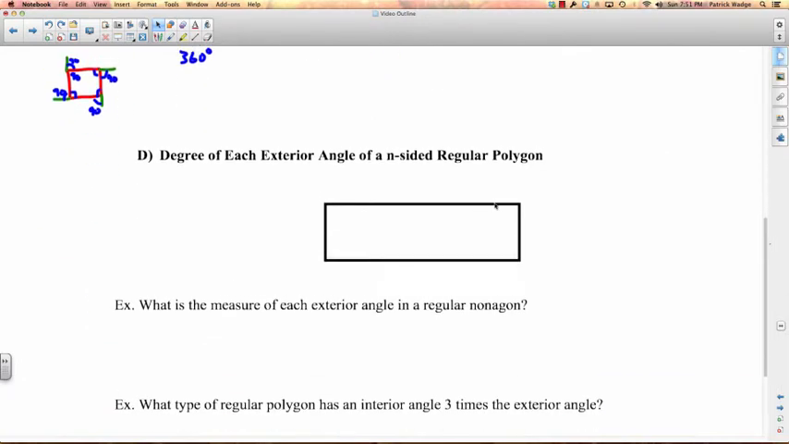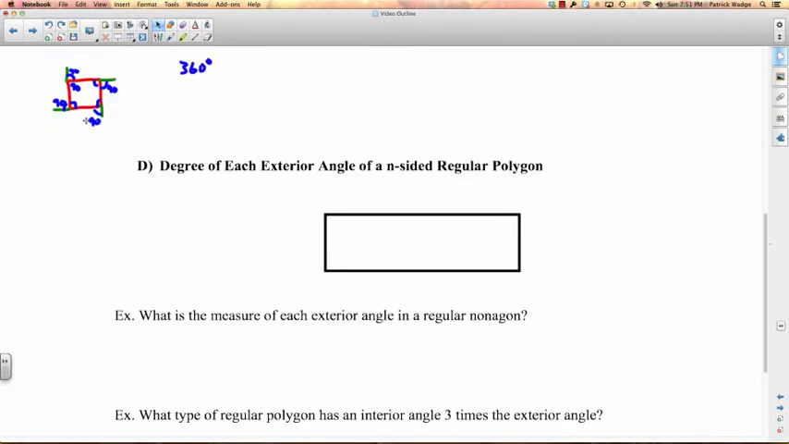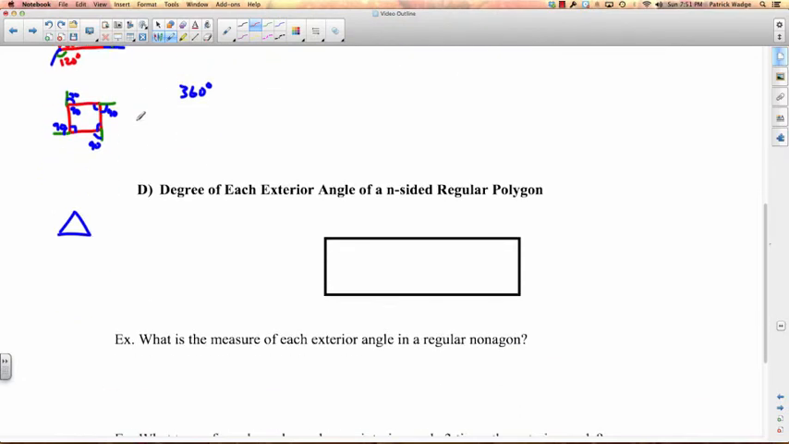Last one, what's the degree of each exterior angle of an n-sided regular polygon? So if we go back up here, if I knew that I was dealing with a triangle, for example, so I'll draw our triangle, and I wanted to know how much each of the exterior angles was. I know I just figured it out up here, the 120, the 120, 120, but see if we can figure out a formula for it.